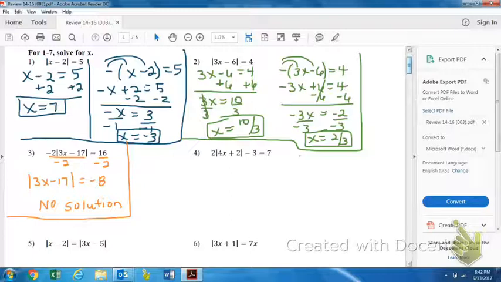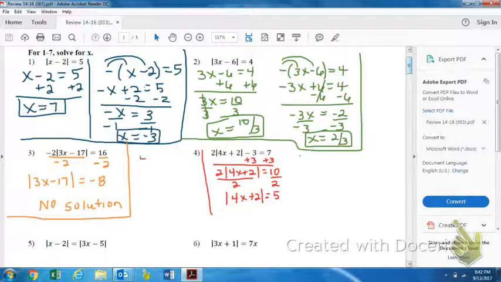And again, you have to get it all by itself before you can separate it. So I'm going to add 3 to both sides. And you have 2 absolute value of 4x plus 2 equals 10. Divide both sides by 2. And you have absolute value of 4x plus 2 equals 5. In this case, just because of the space, I'm going to write the positive over here. So that's 4x plus 2 is 5.